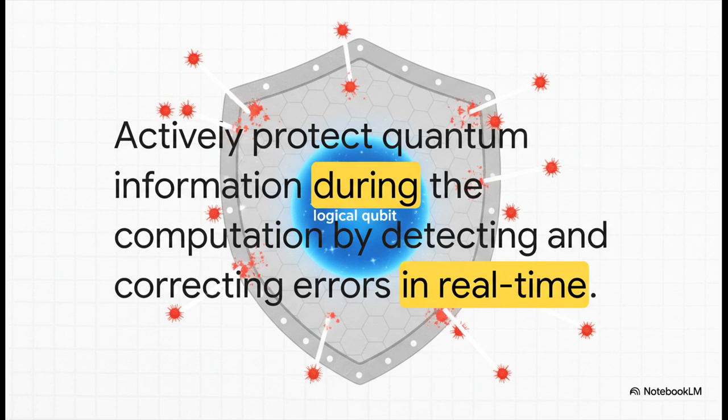The end goal, the dream, is a fully fault-tolerant machine. That's where your protected information, what we call a logical qubit, is way, way more stable than any of the individual, flimsy physical qubits it's built from.